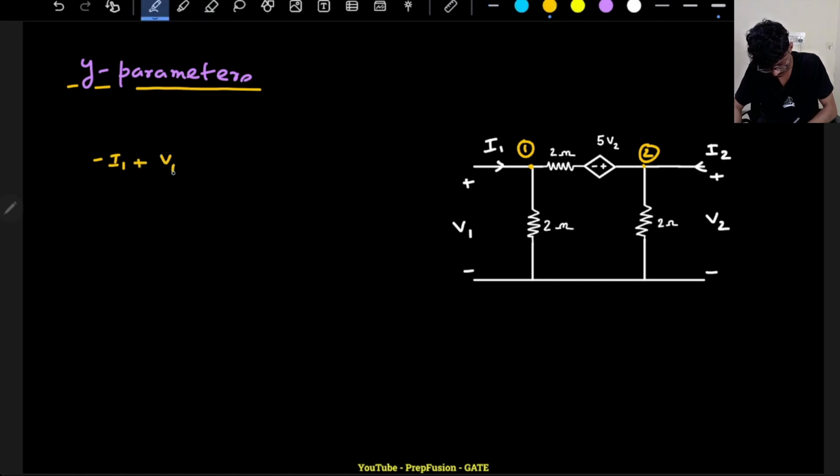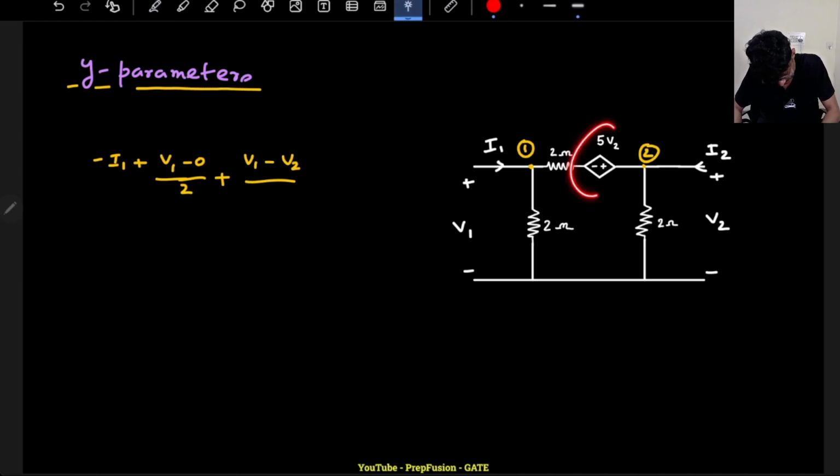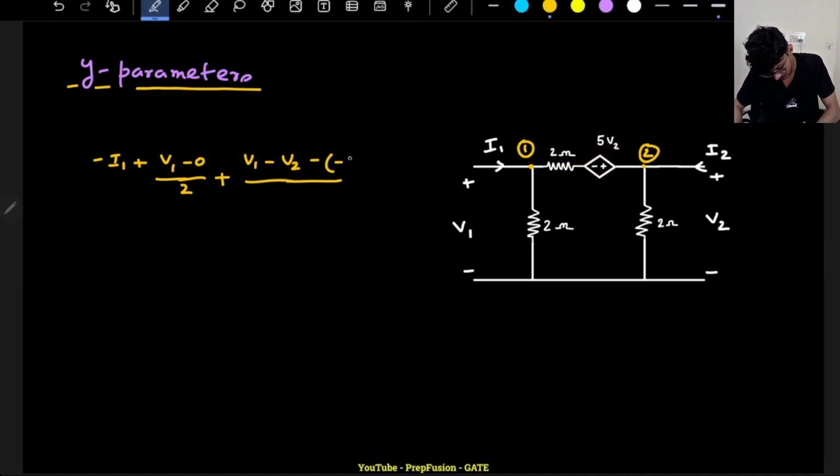the outgoing currents, that is V1 minus 0 by 2 plus V1 minus V2 divided by 2. Of course there is a voltage source here as well, so you cannot simply write this equation. So this equation will be V1, and this voltage source is there, so this will be minus of minus 5V2.